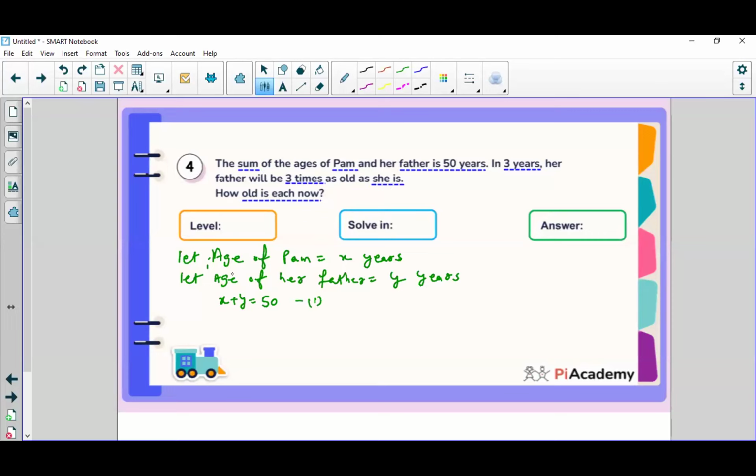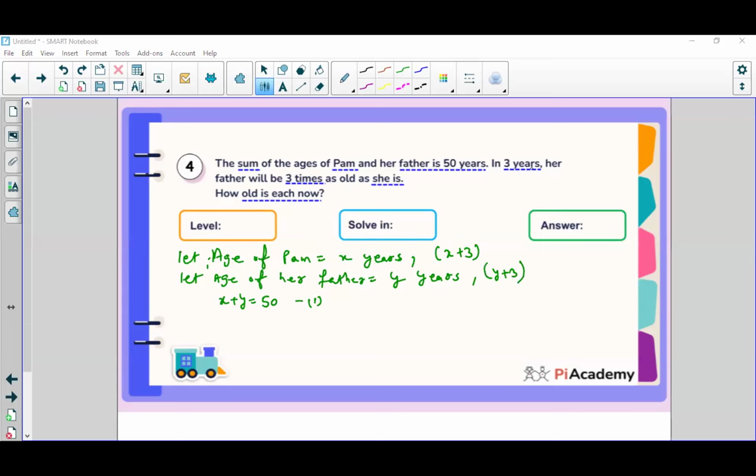So after 3 years, first of all, we have to check what would be the age of Pam and what would be the age of her father. So after 3 years, the age of Pam would be x plus 3 years. And after 3 years, age of her father would be y plus 3 years.